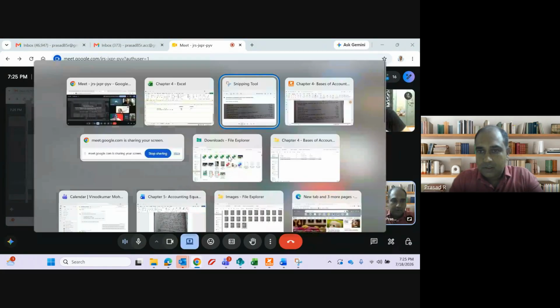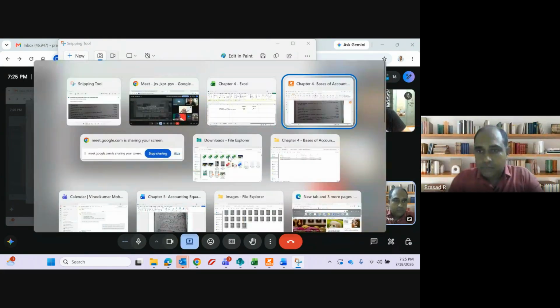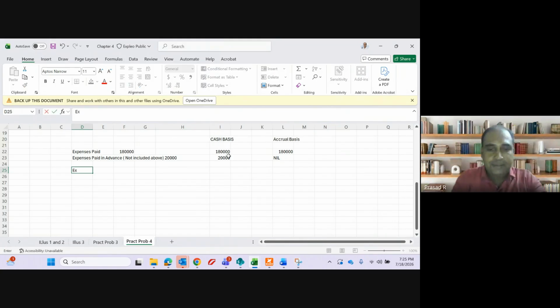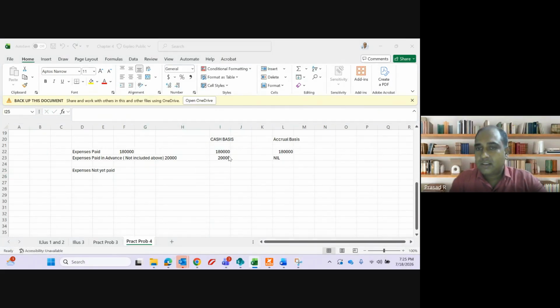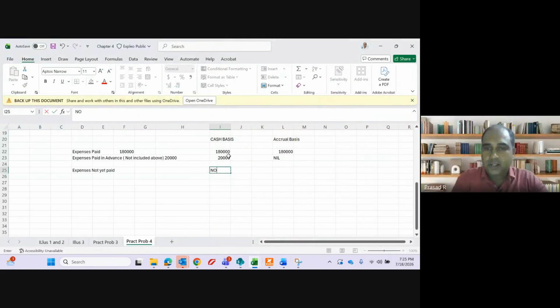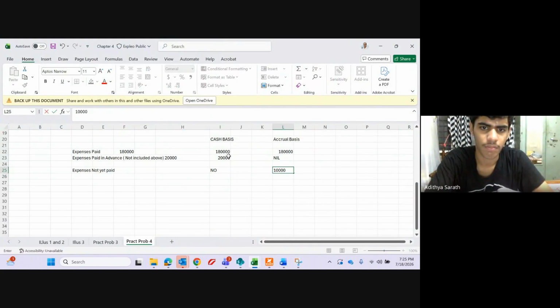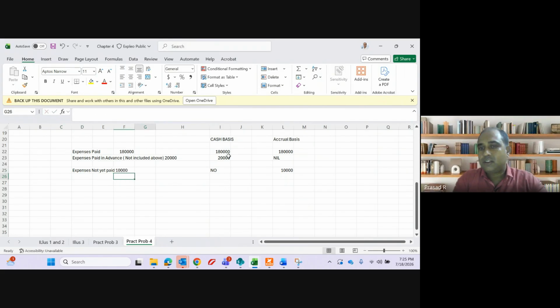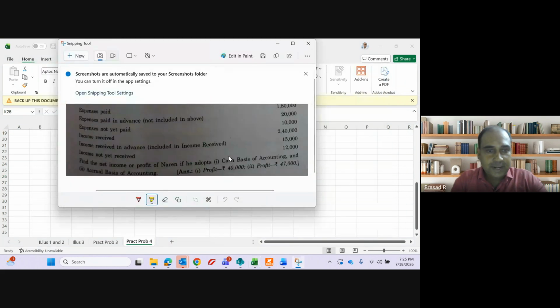Next item. Expenses not yet paid. Item by item you understand. Not yet paid means cash is not paid. But will it come in cash basis? No, sir. It will not come. Here I will show how much? 10,000. Expenses not yet paid is 10,000. In accrual basis, it will be shown. Clear? Next line item. Income.